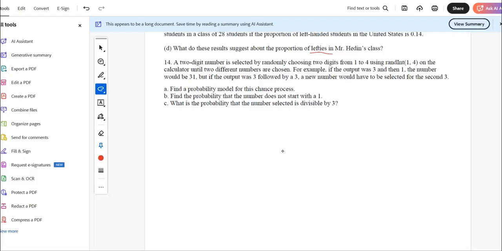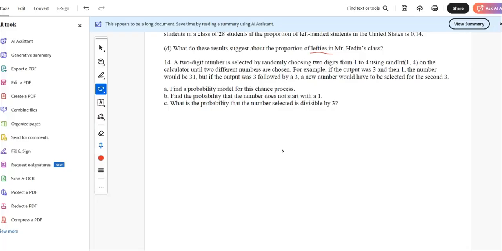A 2-digit number is selected by randomly choosing 2 digits from 1 to 4. The calculator uses 2 different numbers chosen. For example, if the output was 3 and 1, that would be the number 31. Okay, can you do repeats or not? I don't think you can, right? It says, for example, 3 followed by 1 would be 31, but 3 followed by 3, a new number would have to be selected. So they're not allowing repeats.